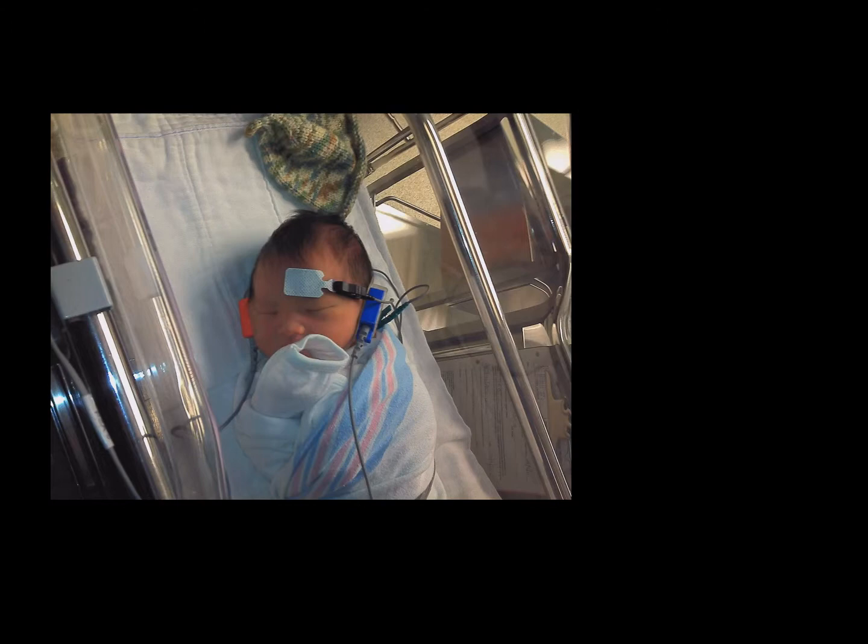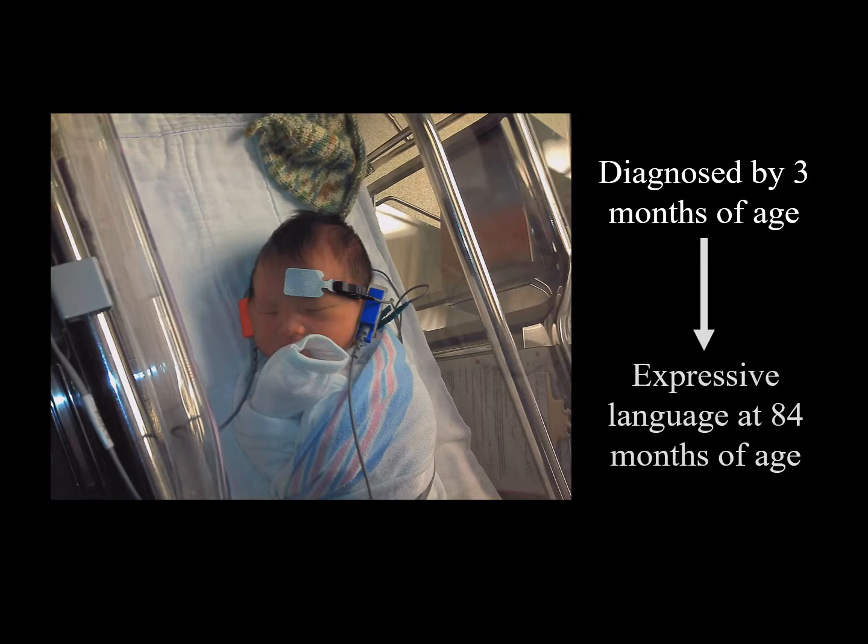Christie's team had been collecting long-term developmental data on babies with hearing loss and wanted to see if those who were identified by 3 months of age had greater expressive language skills when they were 84 months old than those whose hearing loss was diagnosed after 3 months of age. Our outcome measure was expressive language skills measured in age scores. For example, a score of 84 meant that a child's expressive language was equivalent to a typical child who's 84 months or 7 years old.